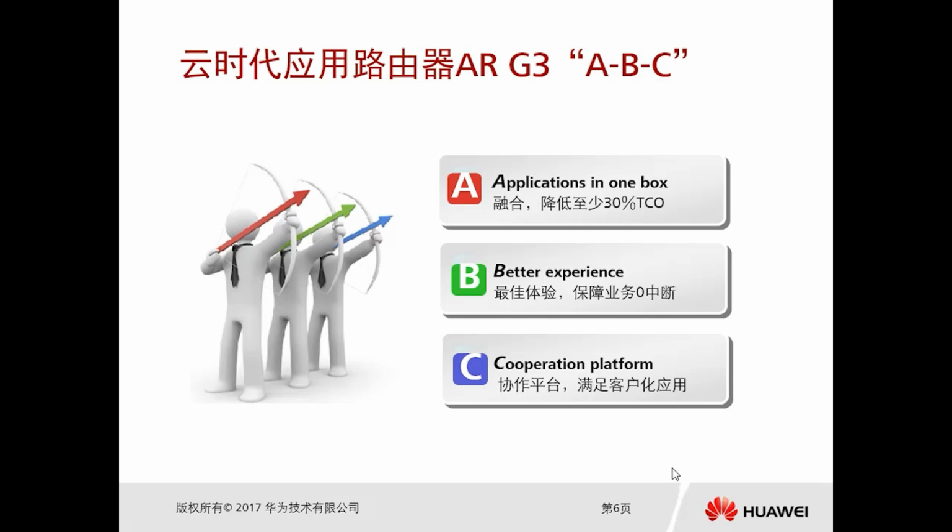And then there is also its better experience. What does a better experience mean? In other words, it's about the performance of my machine. It has excellent performance to ensure zero interruption of my business operations. No interruption will occur. In other words, its stability and reliability are guaranteed.